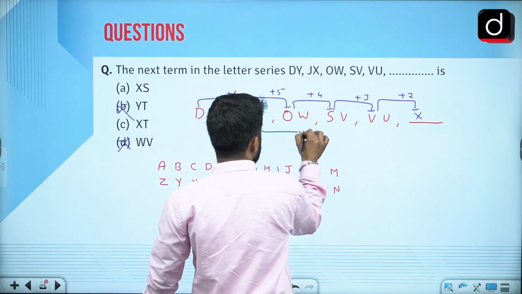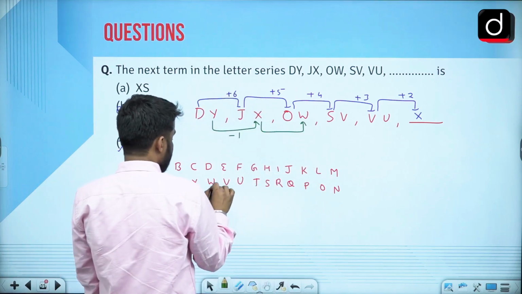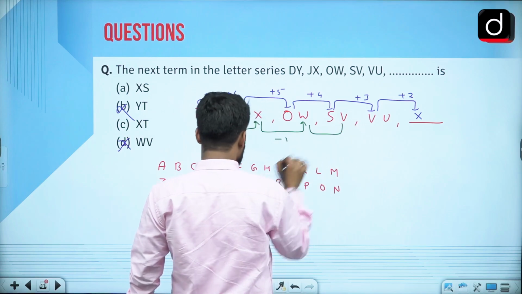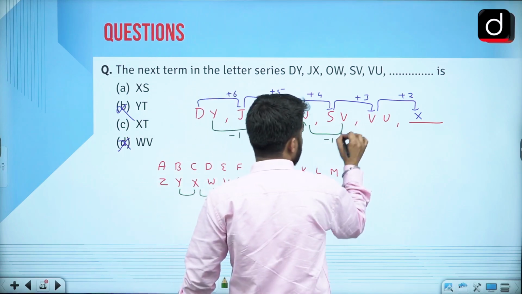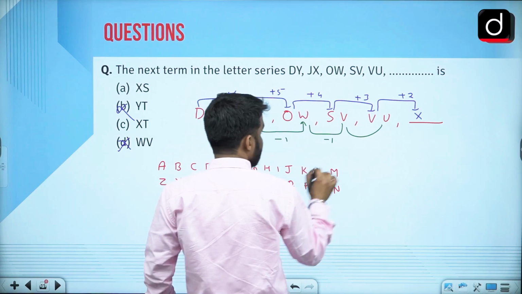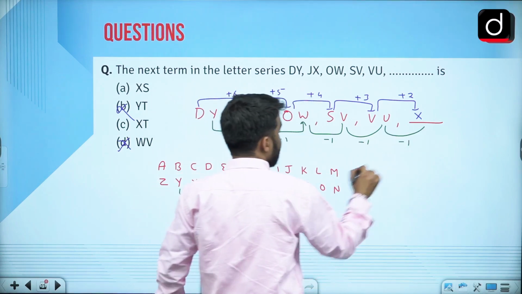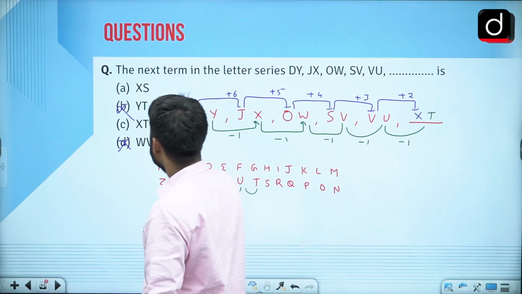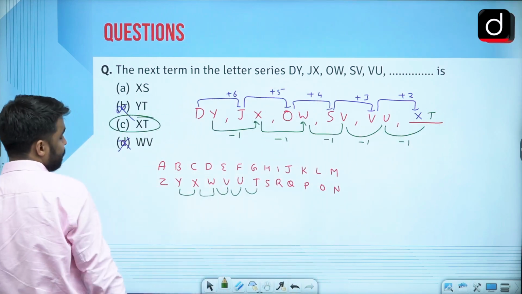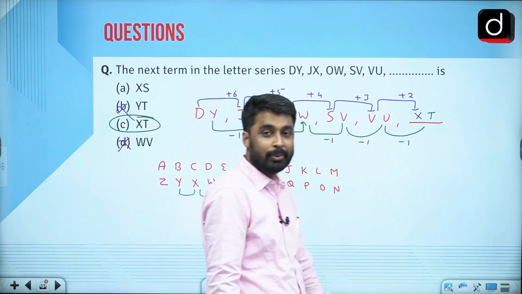From X to W, again minus 1 gap. From W to V, again minus 1 gap. From V to U, again minus 1 gap. And from U at a minus 1 gap, it would be T. So, XT would be the answer.